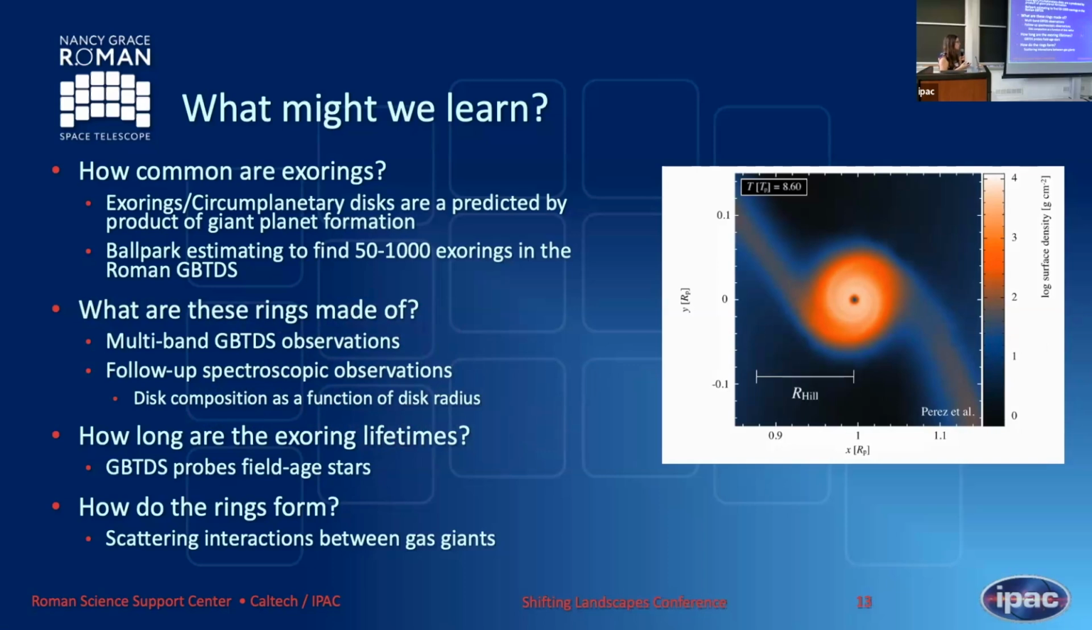How long are these exoring lifetimes? Theory suggests they're quite short. So, this will be important to understanding the number that we actually find in terms of how long their lifetimes are. And then how do these rings form? Are they from scattering interactions from other gas giants? There's a lot of different theories that potentially we could rule out by having a larger sample size.